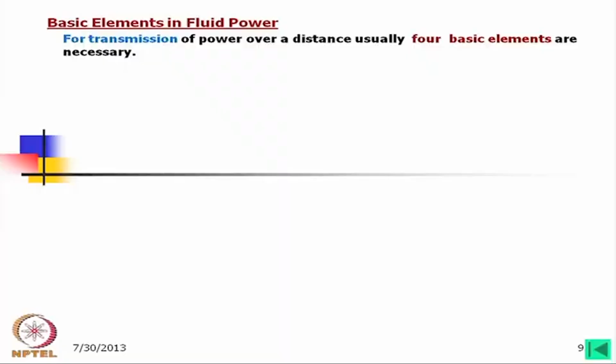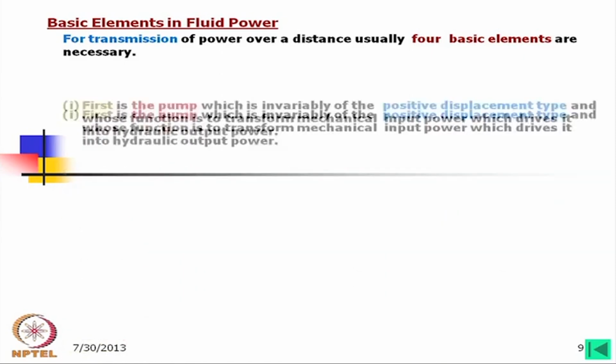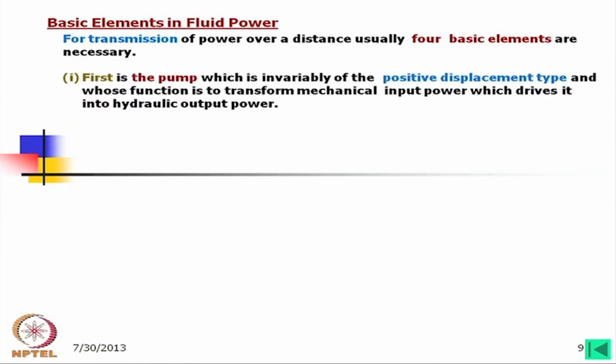Now, basic elements in fluid power. Already we have seen that for transmission of power over a distance, usually 4 basic elements are necessary. First is the pump, which is invariably of the positive displacement type and whose function is to transform mechanical input power which drives it into hydraulic output power.